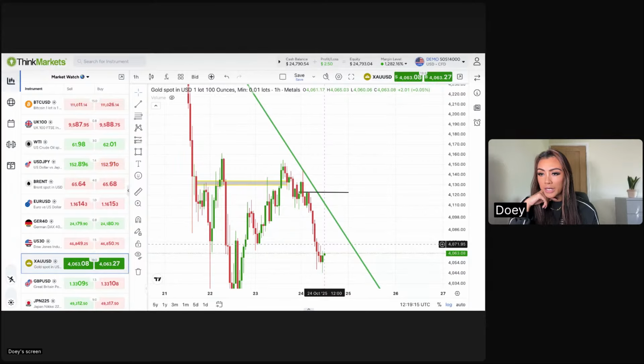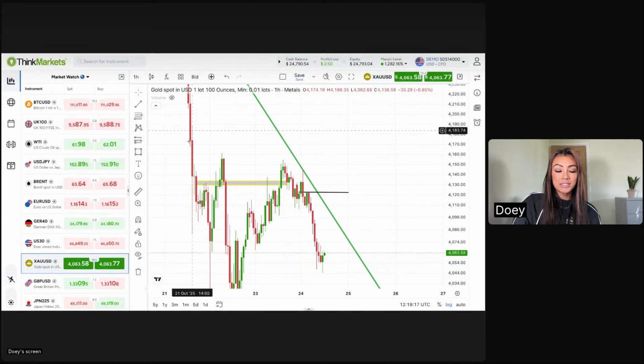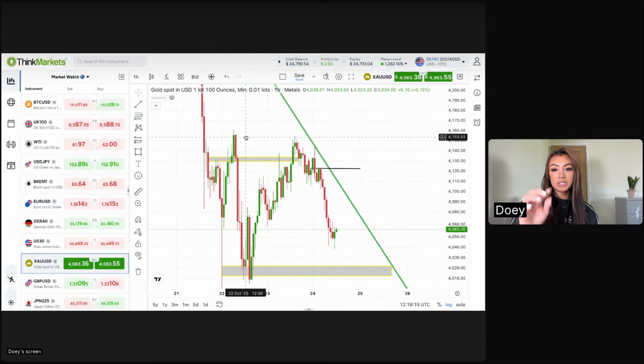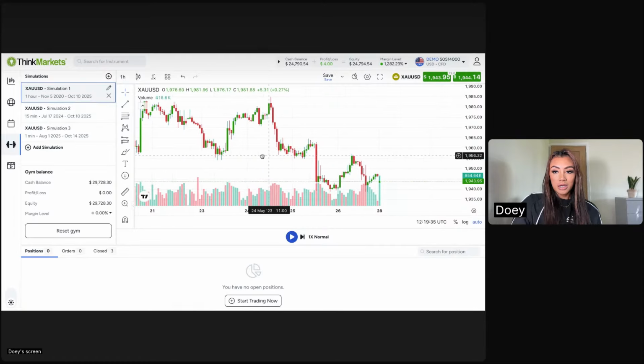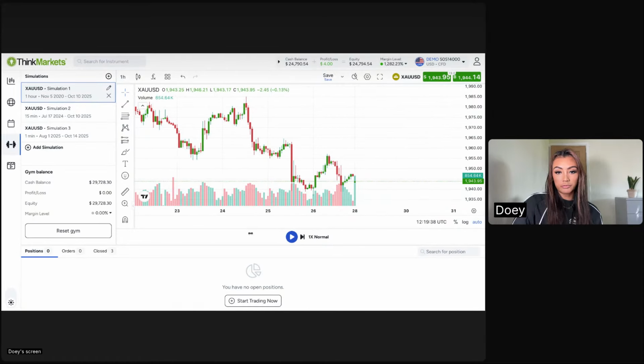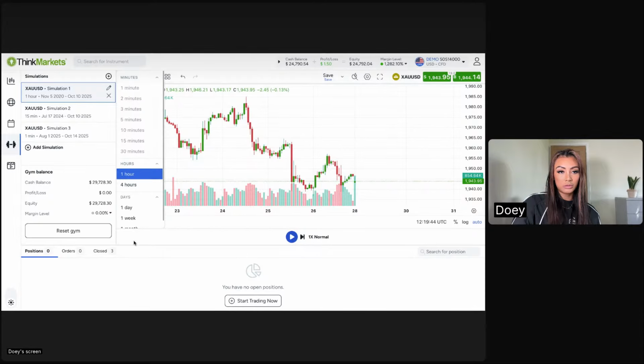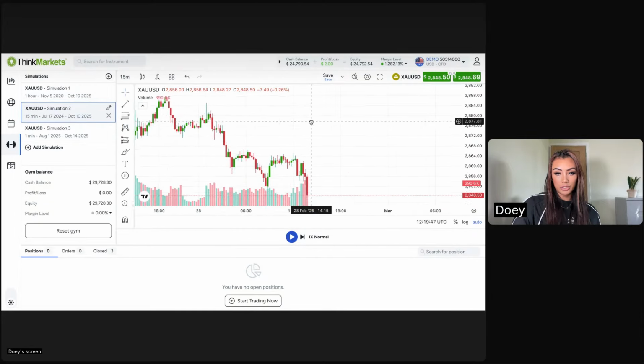Can you show us how to backtest on Think Market software? Yes. So if you want to backtest, guys, honestly, I absolutely love this feature. If you look here to the left, there is something called the Trader's Gym. And you can literally create a simulation. So you can see here, I think I was doing different strategies on different ones, but you can see the way that it prints. Oh, let me have a look at it. Okay, let's have a look here.